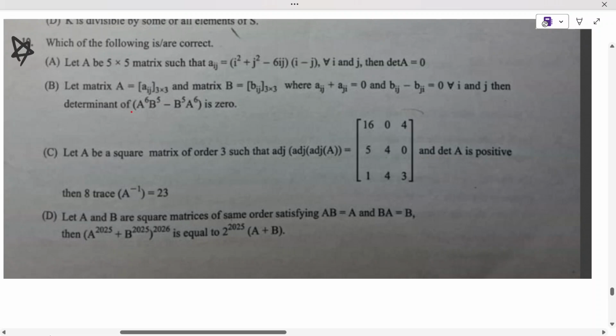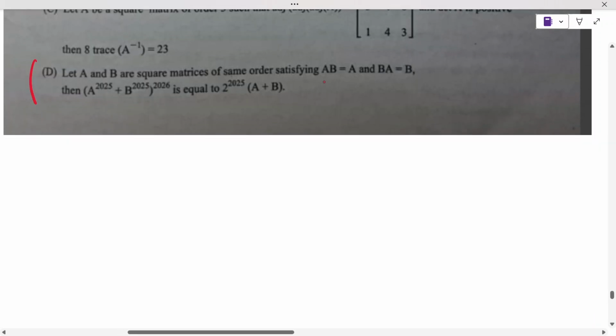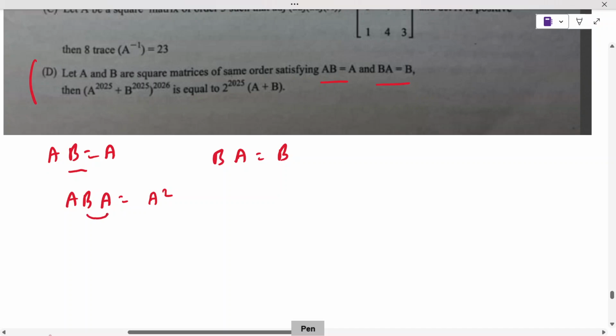Fine. First, try to solve the D part. What it says is AB equals A and BA equals B, right? AB is equal to A, and BA is equal to B. Just pre-multiply with A. So let's start with ABA. That should be equal to A². And AB is A, and BA is B. So ABA equals A².